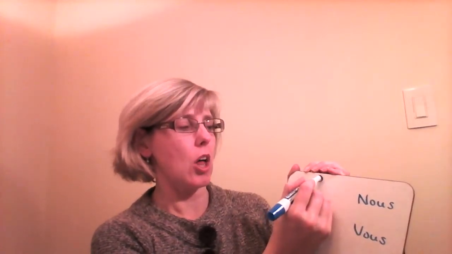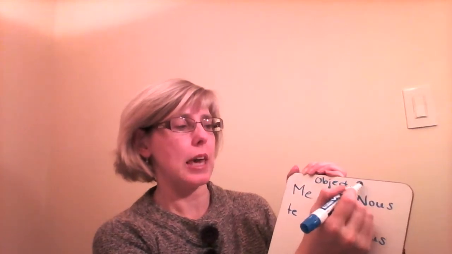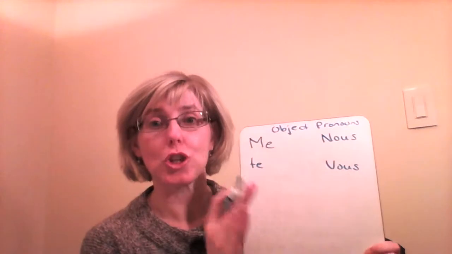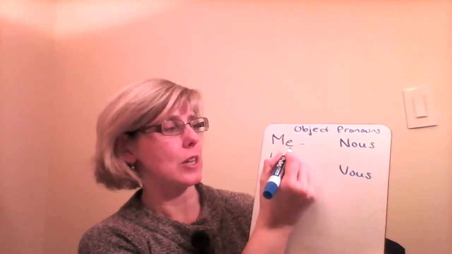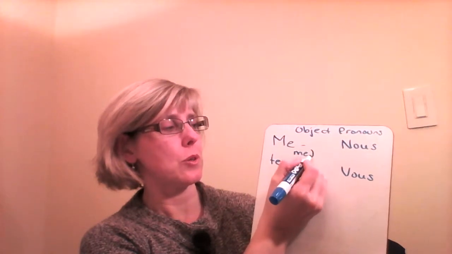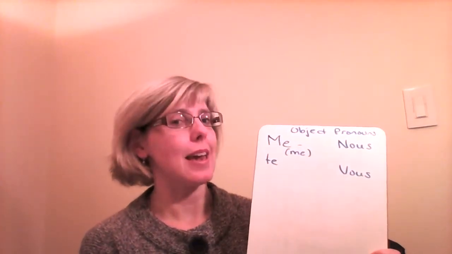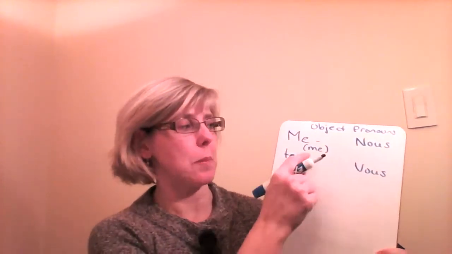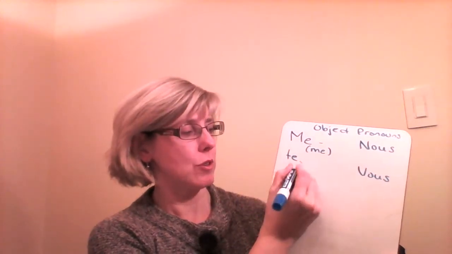And these are what we call object pronouns. And let's just compare what they mean in English, just to be really sure we know what we're talking about. So me in English, and I don't have a lot of room here, so I'm going to write it right here. Me means me. Okay? So I wouldn't say I or you see, I would say you see me. So we're using an object pronoun. Te refers to you.